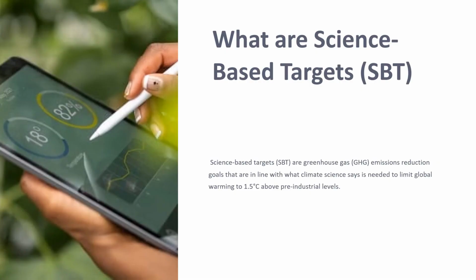So what are science-based targets? These are greenhouse gas emission reduction goals that are in line with what climate science says is needed to limit global warming to 1.5 degrees Celsius above pre-industrial levels.